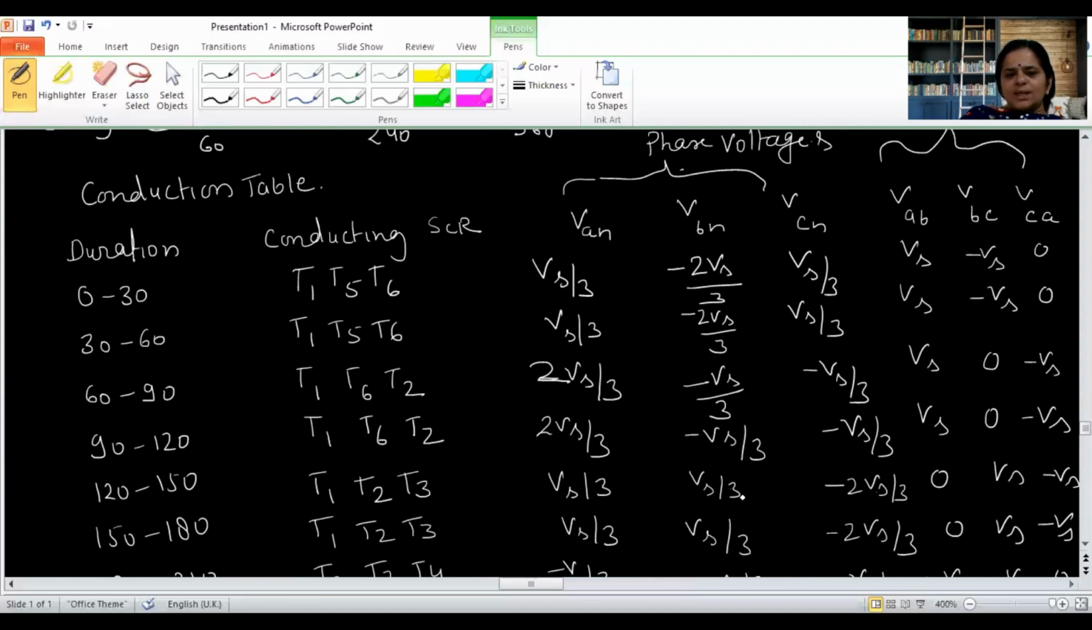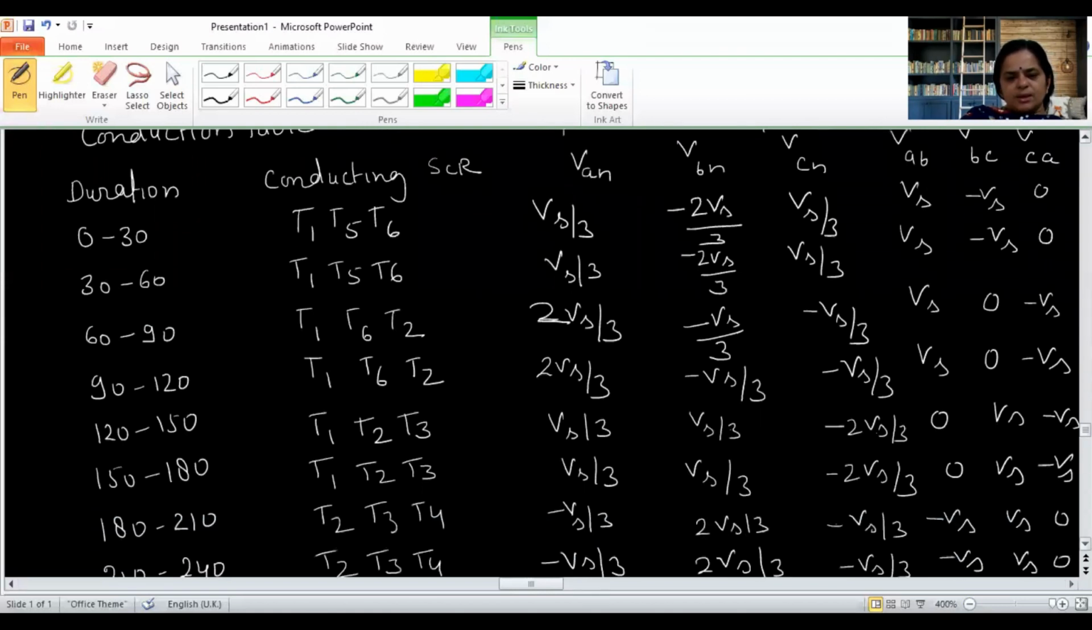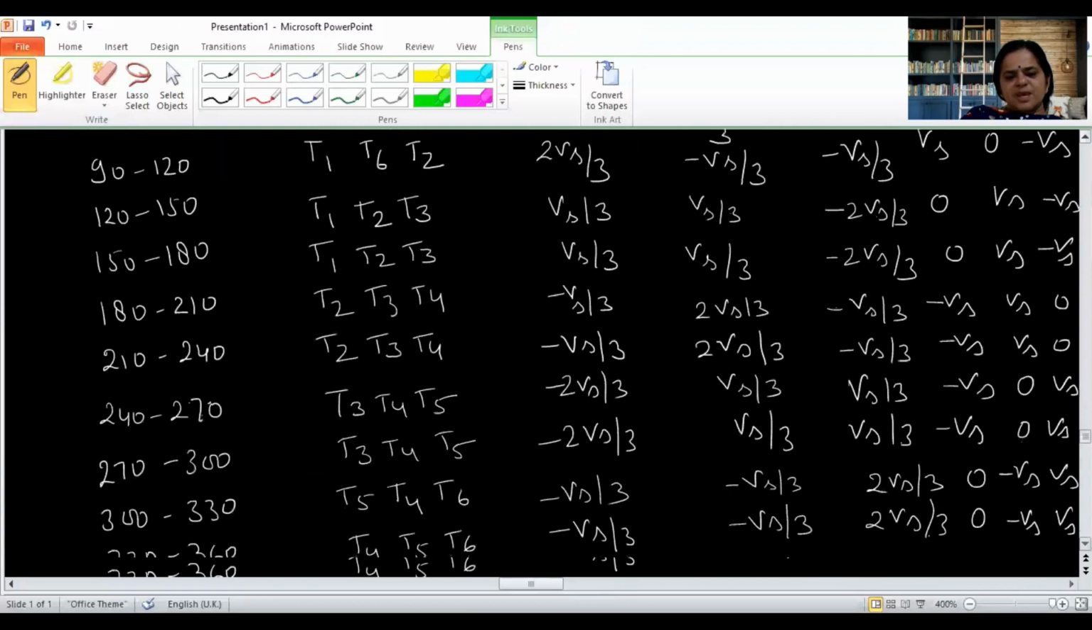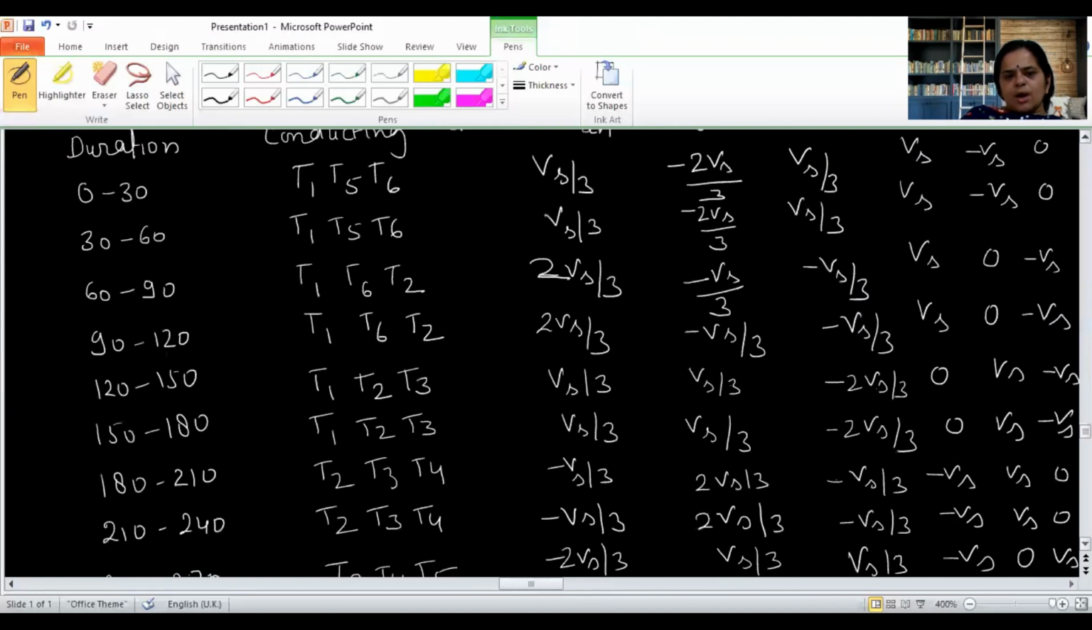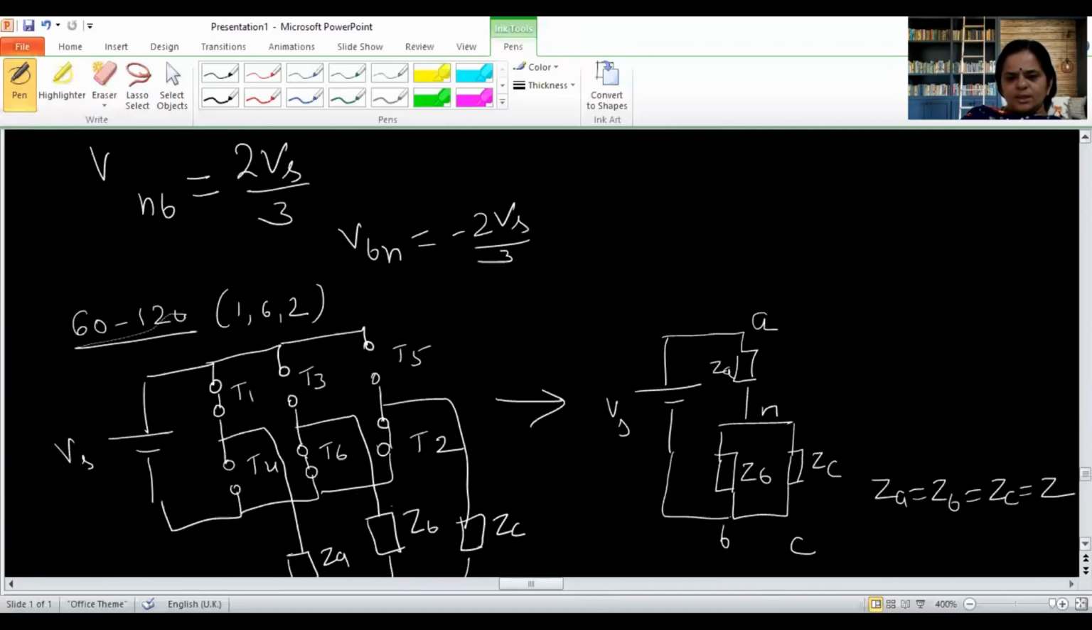So when I plot it, you can see VAN is Vs by 3, 2 Vs by 3, then Vs by 3 like this, then minus Vs by 3, then minus 2 Vs by 3, then again minus Vs by 3. So it is starting from Vs by 3 and it will go up to minus Vs by 3. So now I am plotting the VAN waveform.